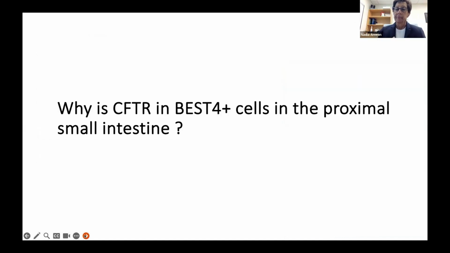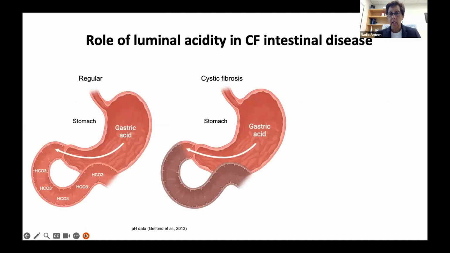So one interesting question in the field of BEST4 in the intestine is that BEST4 positive cells are identified along the intestinal tract, but CFTR is only present in the cells in the proximal small intestine. And why is that? We believe, and we're hypothesizing, that that is linked to the pathophysiology of CF intestinal disease.